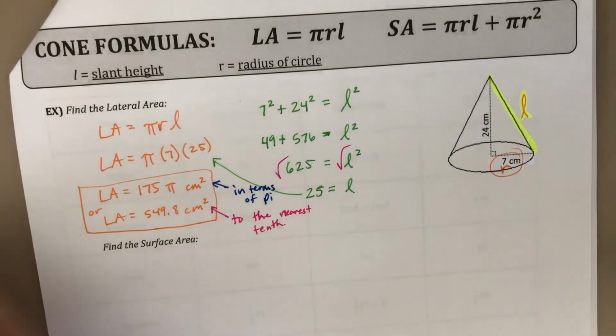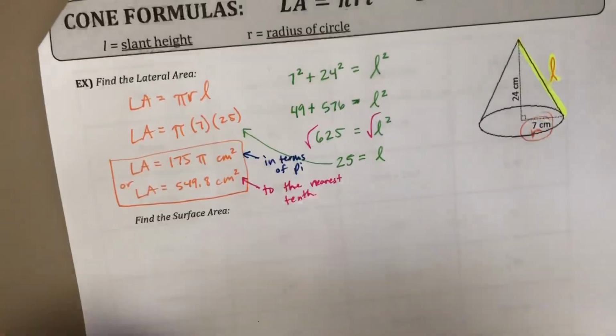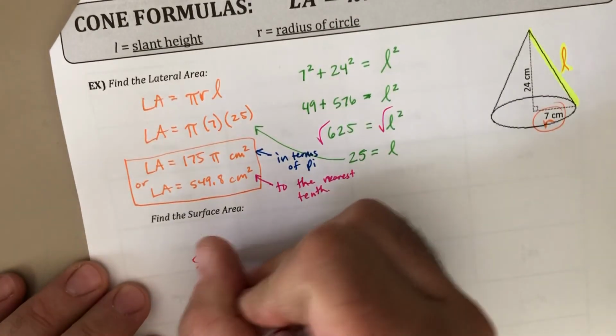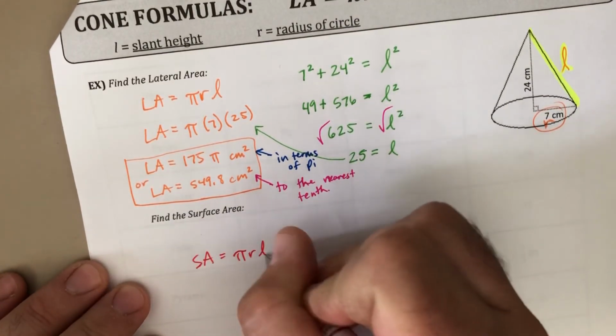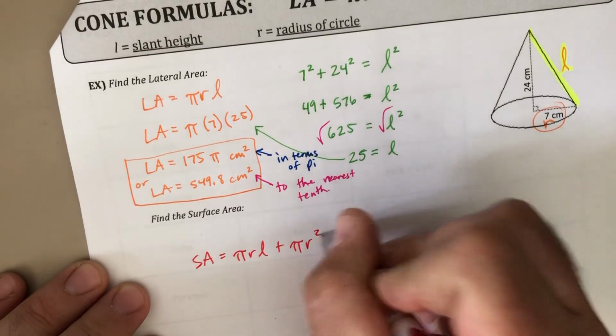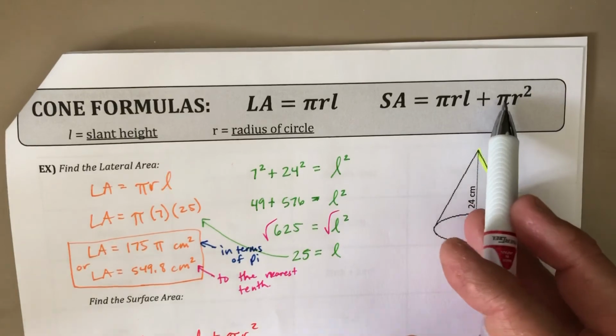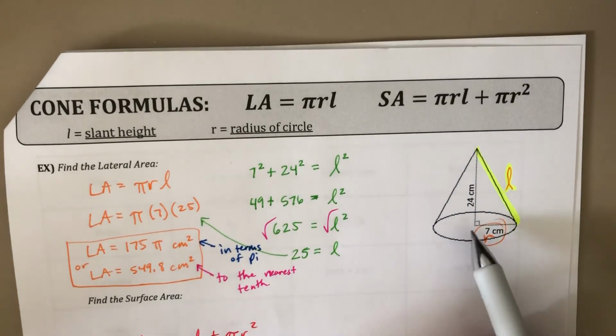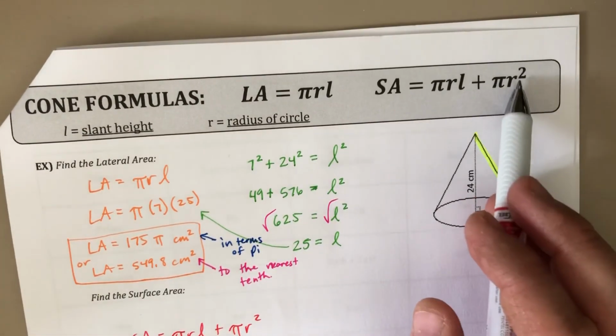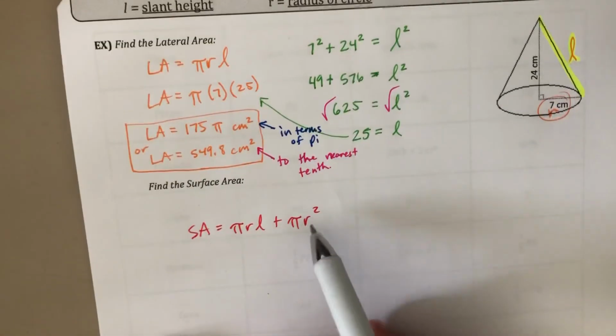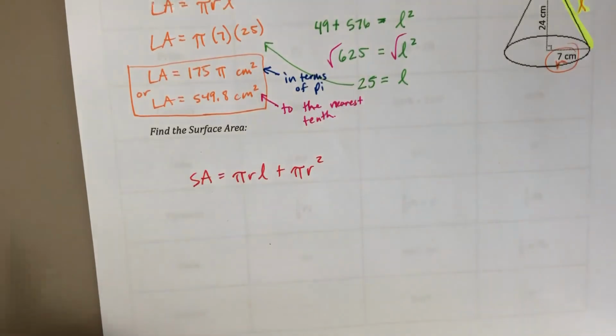Okay, and now let's find that surface area. I need to go a little bit quick. I've got a minute and a half here. Surface area is pi RL, the lateral area that we just found, plus pi R squared, the area of your base. Notice it doesn't say capital B up here. It doesn't say capital B because it's a cone. It's always a circle. It's got to be a circle to be the base for a cone. So the area of a circle is pi R squared. The nice thing is you just need the radius, so we have all the information we need.